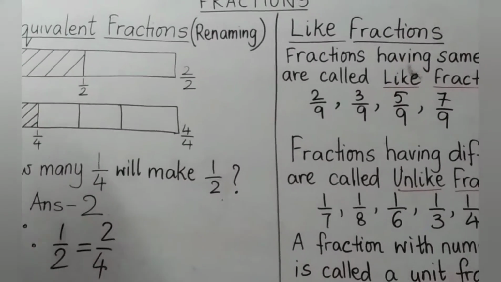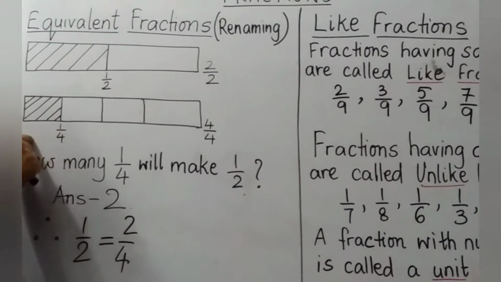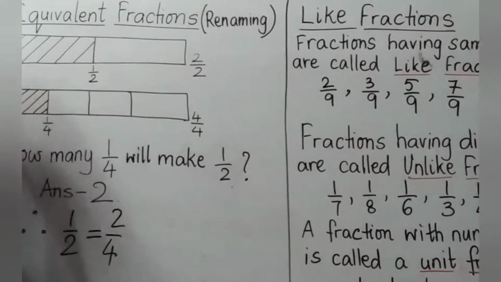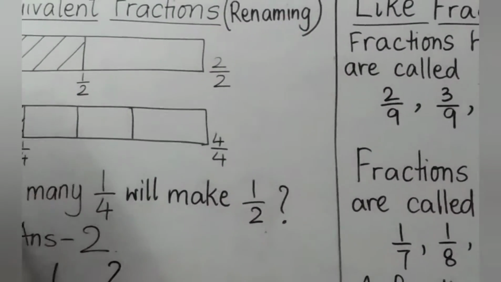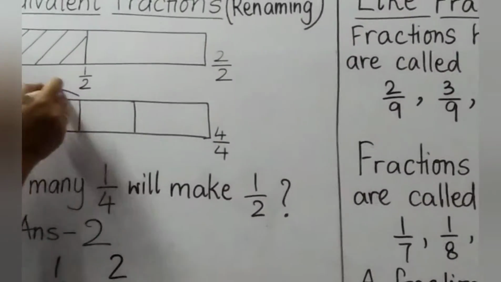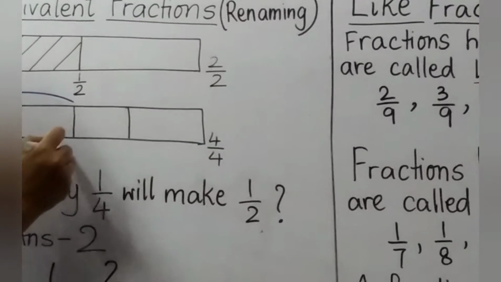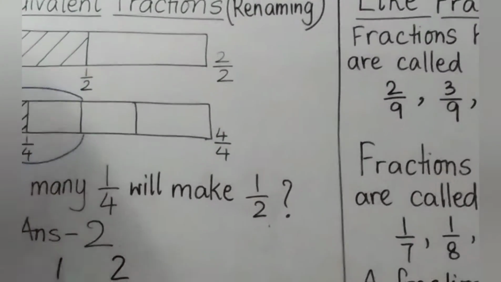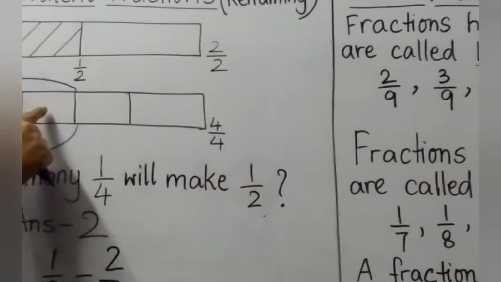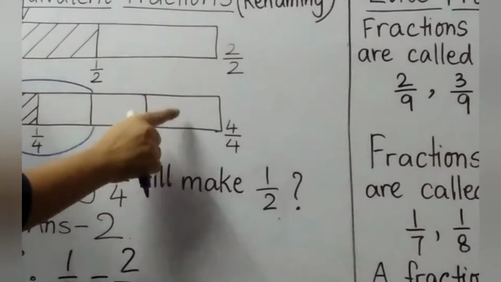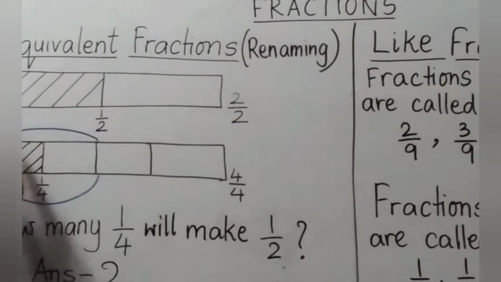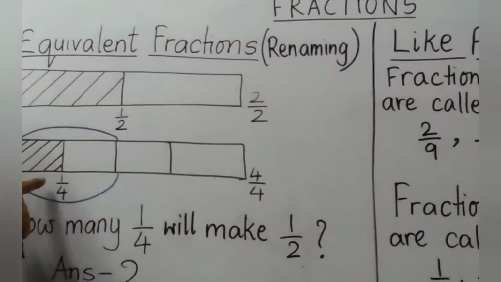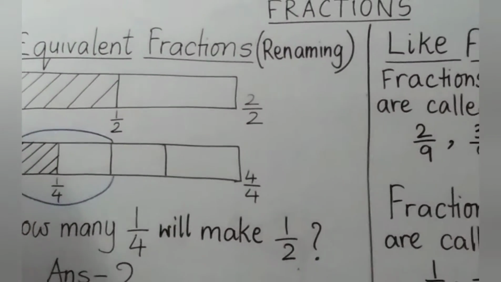Now moving on to this diagram, look at this. Suppose we consider till this part, this whole part. How many parts are here? 1, 2, 3, 4. Now out of 4 parts, one part is shaded. So it represents 1 by 4.